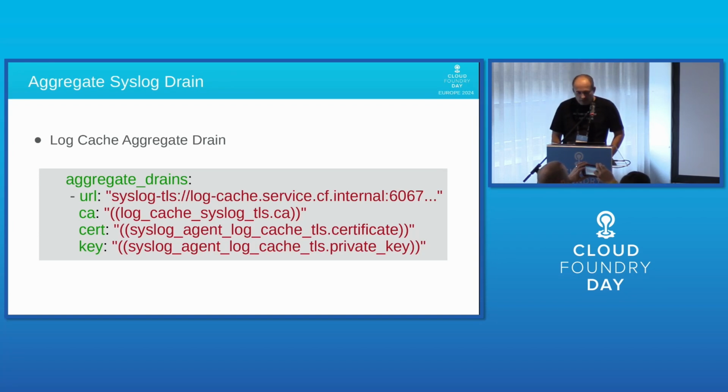The aggregate drains are configured during deployment of Cloud Foundry via an ops file. We have something here in the CF deployment. This is a snippet from the CF deployment where we configure aggregate drains, which send everything to log cache.